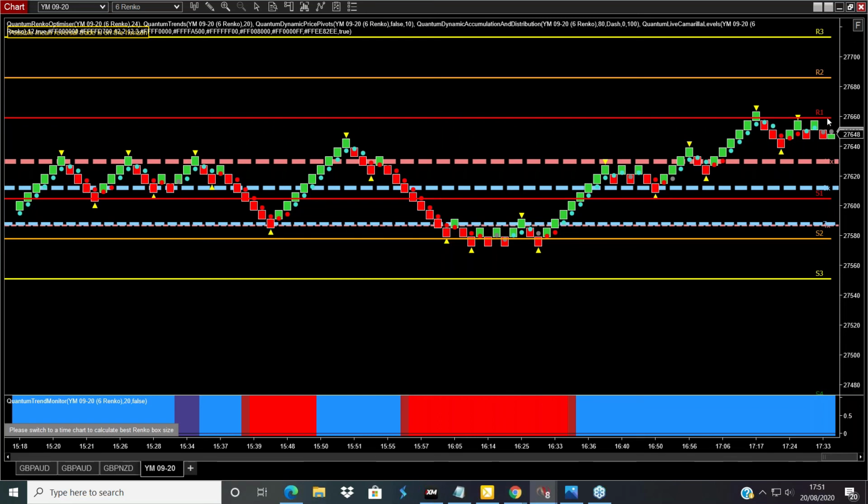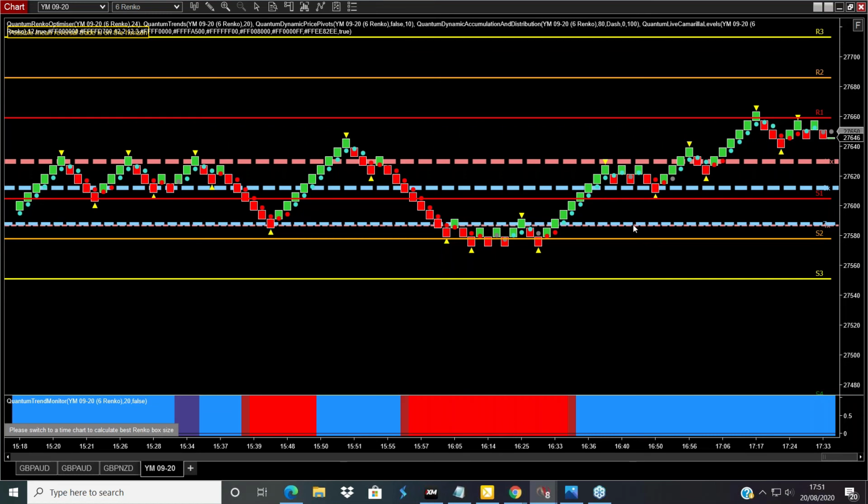Now, if it doesn't get through this level here at 27,660, where's it going to go down? Well, it's got this support platform here. Then I've got another one here, and then I've gone right back to the S1, which is where we had a little bit of congestion. But the original break, if you like, was here. Following this congestion, we had the move lower, then we had the congestion, and then we had the break, and we had this really nice support platform here.